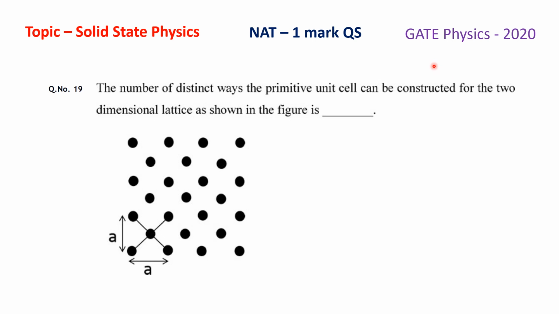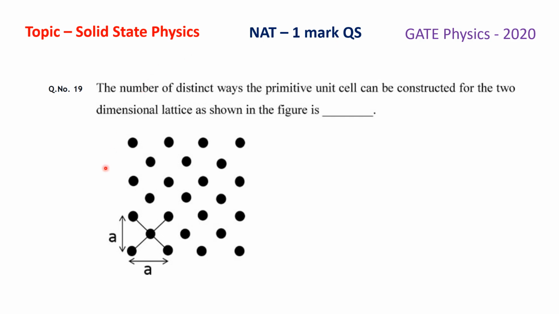This question is from the GATE Physics paper 2020. This is a NAT, that is numerical answer type question, having 1 mark. The topic of the question is solid state physics. Specifically, this question was asked from the chapter crystal structure.